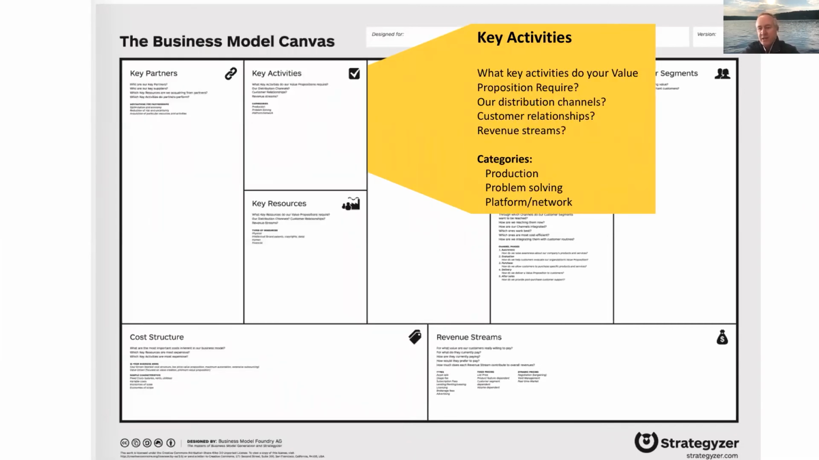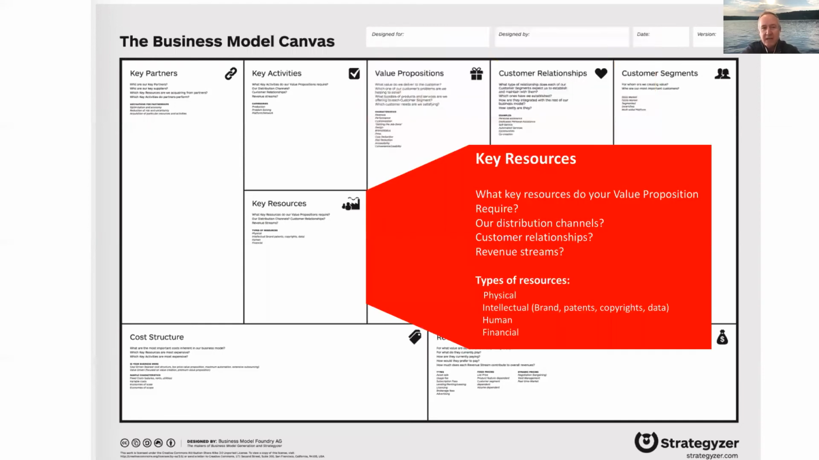This is, again, focused on, how do I deliver, right? So what are the key activities? Do I need to have a production? Do I need to have a factory? Do I need to have a warehouse? Do I need to have a cadre of brilliant machine learning engineers, right? Because I'm going to do software development, right? So what are the key activities that I need to be strategically good at?